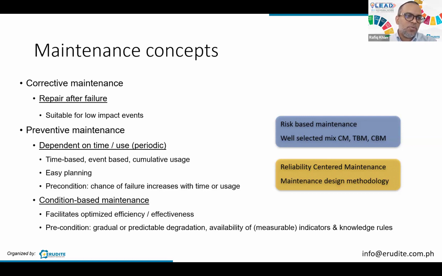So when it happens with a degradation mode, you have the graph or curve of a trend that is progressing. It is possible, and you need also data. Because without data, you cannot do condition maintenance: availability of measurable indicators and knowledge rules.